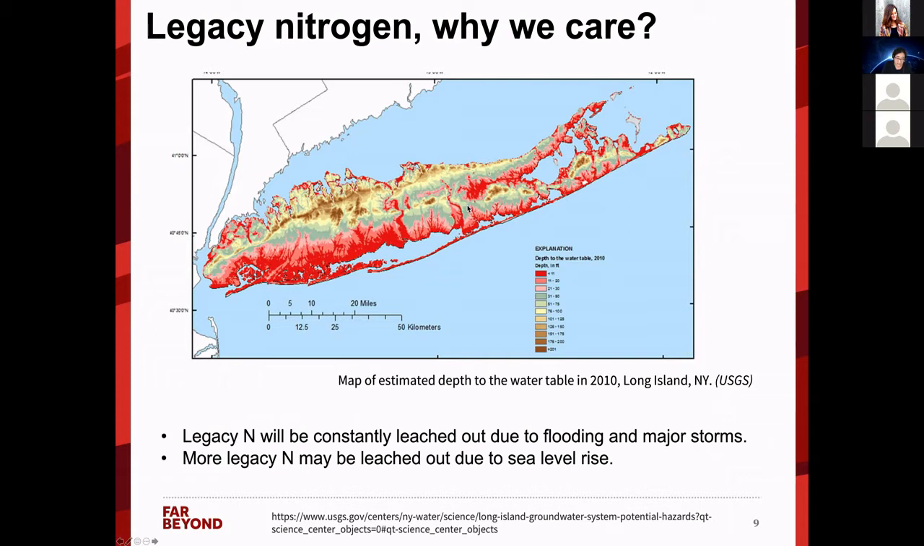So basically, the leaching nitrogen, we know, will be constantly leached out due to major storms, raining, and flooding events. And due to global warming, more and more leaching nitrogen may be leached out due to sea level rise. So this becomes a challenge in reducing nitrogen loading to these coastal groundwaters.